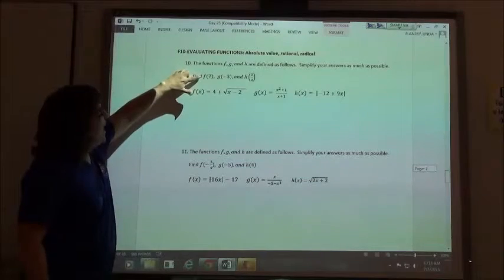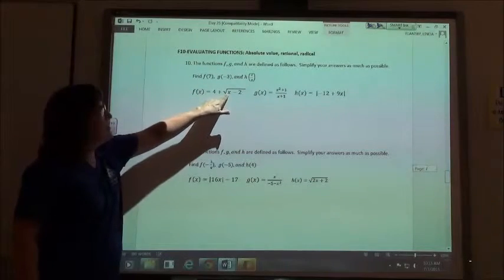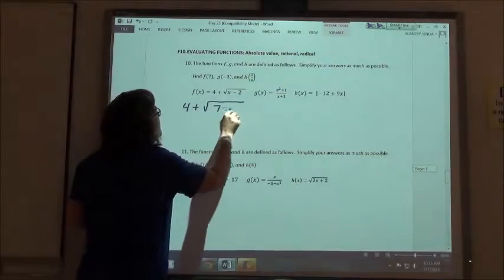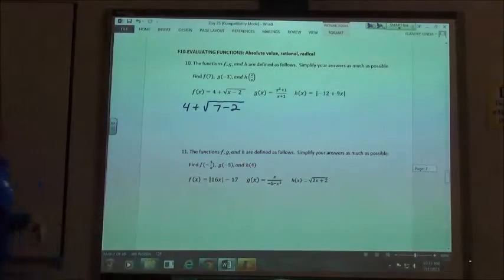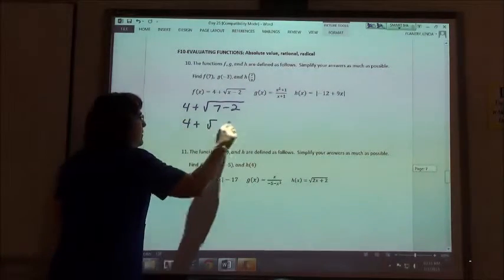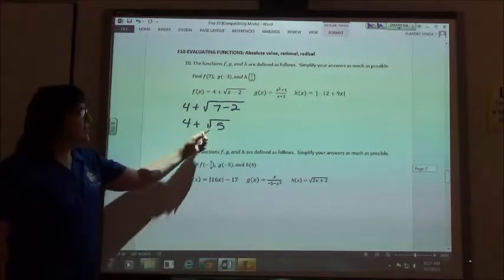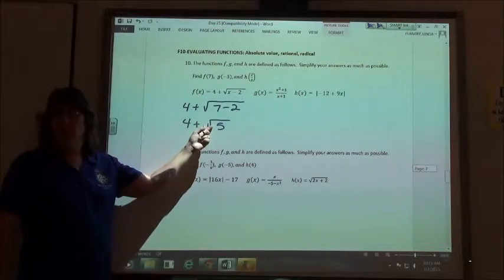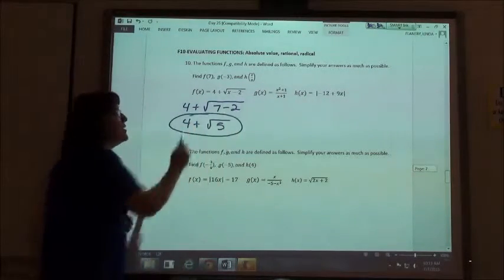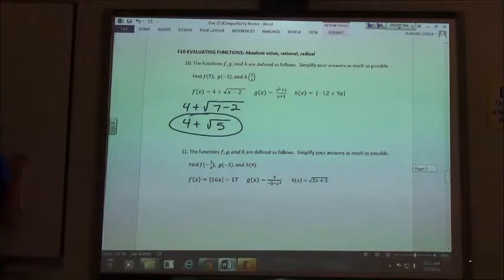I'm going to find f of 7. So I'm going to put 7 in for my x. 4 plus the square root of 7 minus 2. If I do 7 minus 2, I get the square root of 5. In this case, I can't simplify the square root of 5, so there's nothing more I can do to simplify that. So 4 plus the square root of 5 is just going to be my answer. If I could simplify it, I would keep going, but I can't, so I won't.